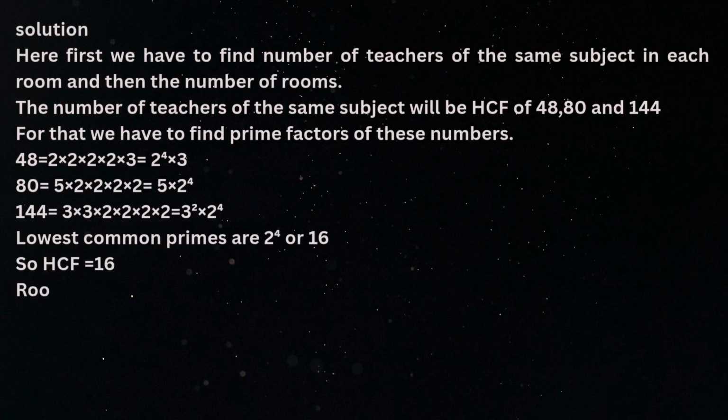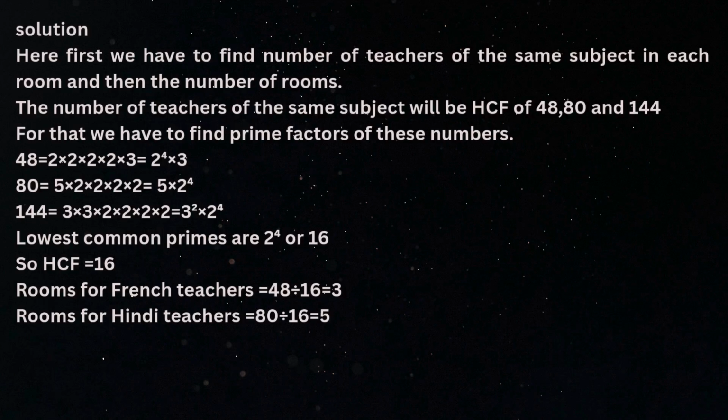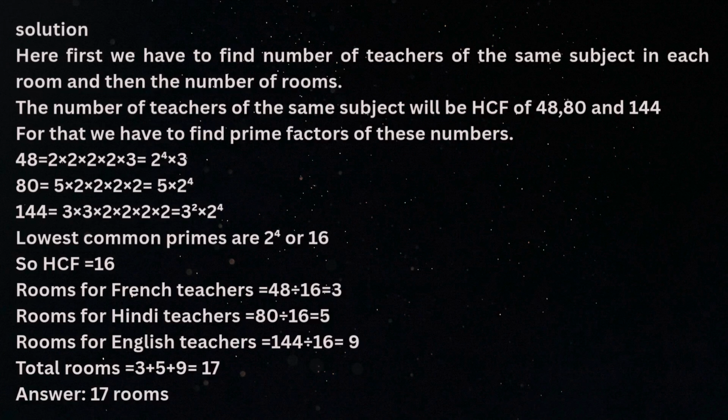Rooms for French teachers equals 48 divided by 16 equals 3, rooms for Hindi teachers equals 80 divided by 16 equals 5, rooms for English teachers equals 144 divided by 16 equals 9. Total rooms equals 3 plus 5 plus 9 equals 17. Answer, 17 rooms.